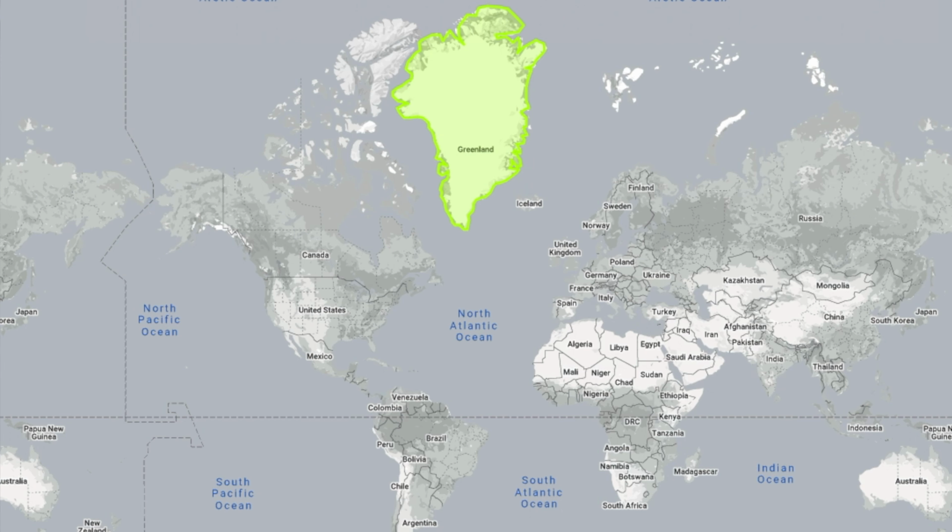A common example that's always used is Greenland. Look at it on the Mercator projection. It's huge. It's about the same size as Africa, or at least it looks that way. The reality is very different. Here we can see there's actually no comparison whatsoever. Africa is so much bigger. It's actually about 14 times bigger than Greenland.